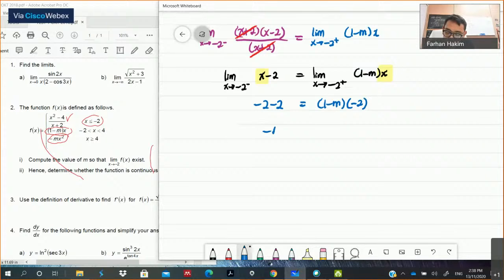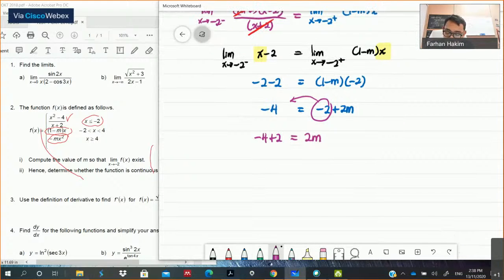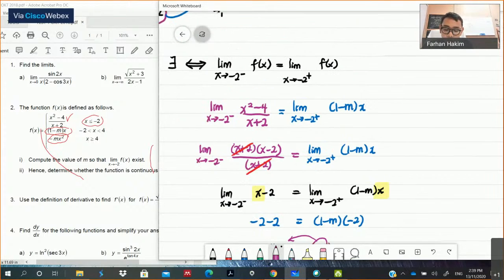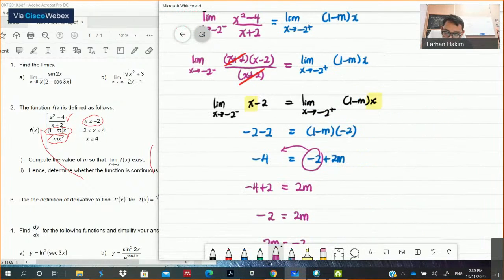We have -4 is equal to 1 plus 2m, so we bring the -2 to the left side. It will become -4 plus 2, which is equal to 2m. And -4 plus 2 is actually -2, so 2m is equal to -2. Finally, m will be equal to -2 divided by 2, so our final answer will be -1. We are done with the first part: m is equal to -1.